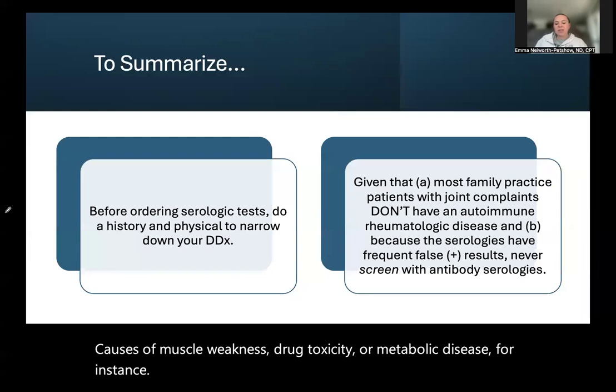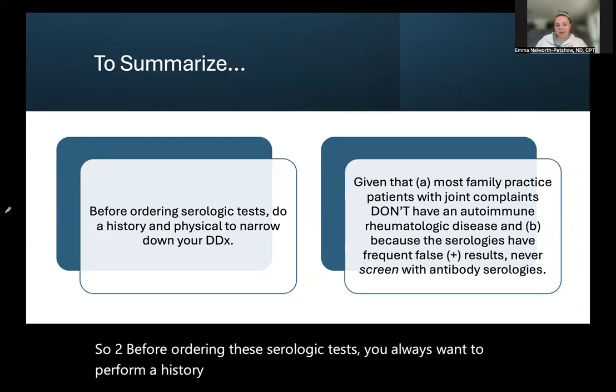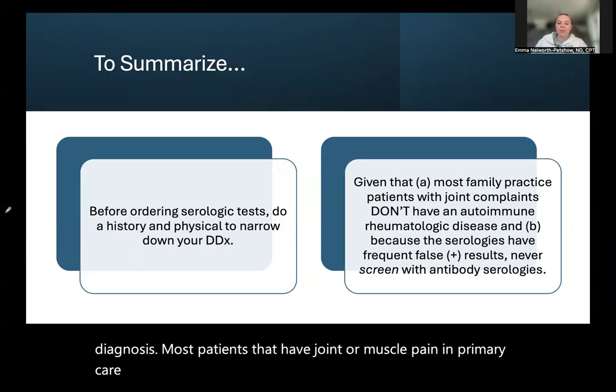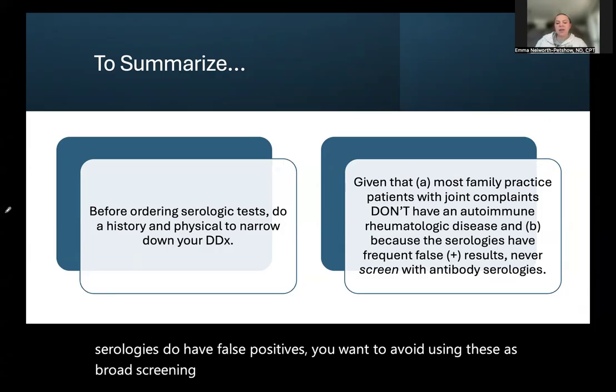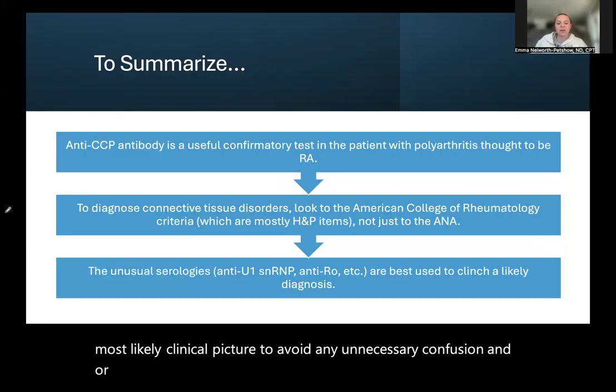Before ordering these serologic tests, you always want to perform a history and an exam to narrow down the differential diagnosis. Most patients that have joint or muscle pain in primary care do not have autoimmune rheumatologic disease. Because serologies do have false positives, you want to avoid using these as broad screening tools and rather use targeted testing based off the most likely clinical picture to avoid any unnecessary confusion and or cost.